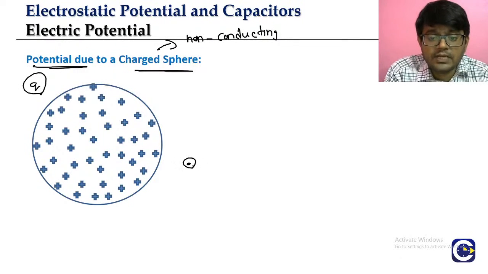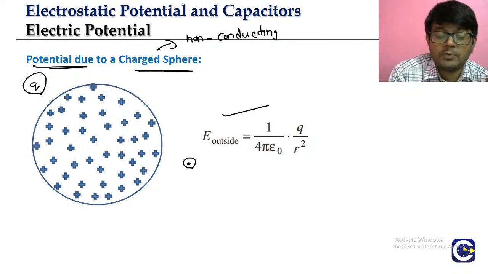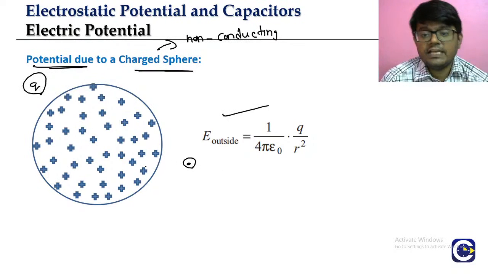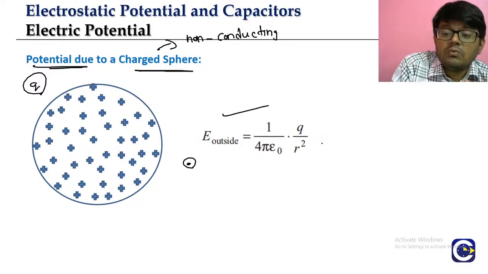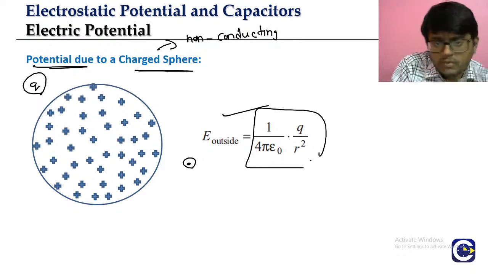We will begin with a point outside. What is the electric field? In the same concept, if you want to find the potential, we will use the electric field and potential relation. Outside, what is the electric field? 1 by 4 pi epsilon naught q by r square.